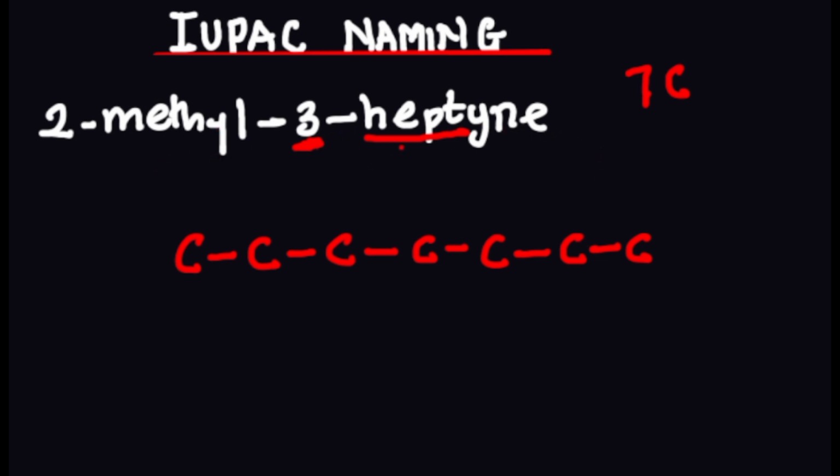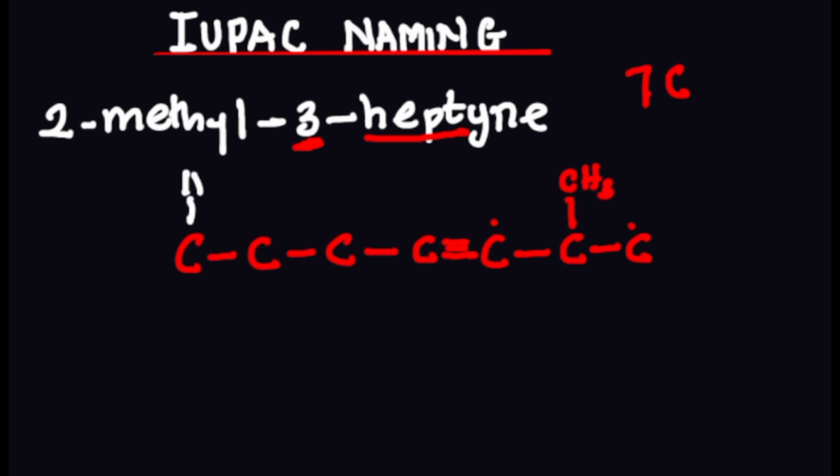So on carbon number 3, we are going to have a triple bond. This is carbon number 1, carbon number 2, and carbon number 3. So here we are going to have a triple bond, right? This is going to be our triple bond. Then at the same time, on carbon number 2, we're going to have a methyl group. So on carbon number 2, we're going to add a methyl group here, CH3. Then we're going to fill the rest with hydrogen.